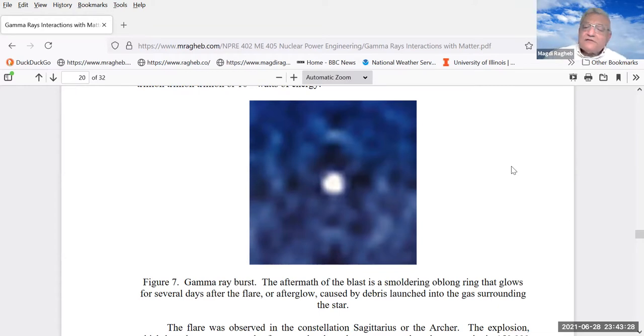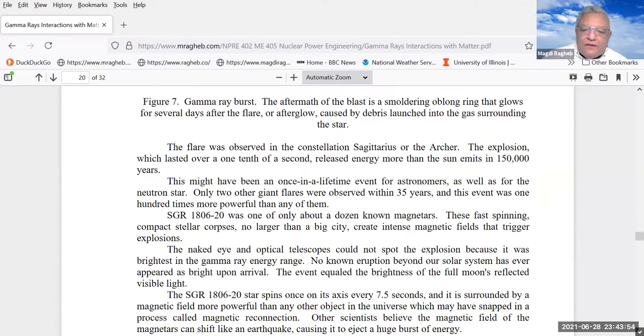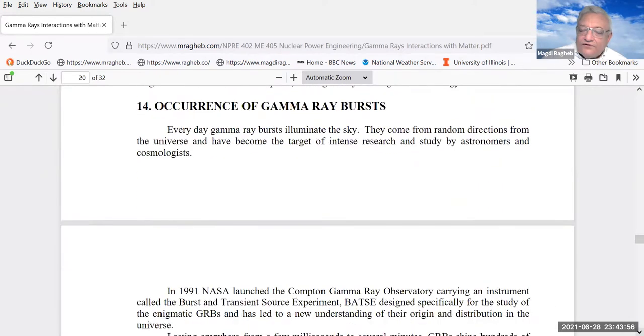And luckily for us, it's far away. It happened in the past, obviously, since it's far away, the speed of light takes time to reach us, but it's also directional. So the farther away, the less probability that it will hit us. But it can sterilize a whole side of the Earth if it's facing it in general. So that is a topic of interest for cosmologists and space people who study space phenomena.